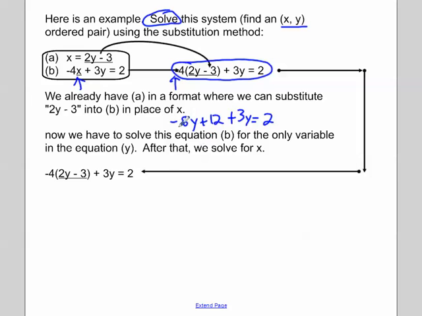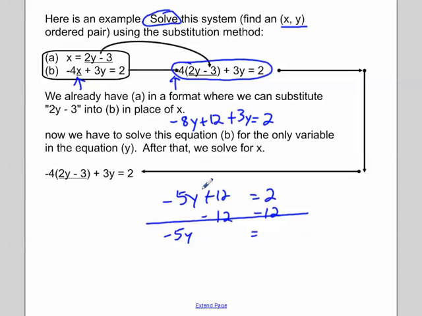And then the next step is we combine like terms. Negative 8y plus 3y is negative 5y, plus 12 equals 2. Now we're just solving basically a two-step equation where you've got a y term and some numbers. We move the 12 over to the right by subtracting 12 on each side. We say negative 5y equals 2 minus 12, which is negative 10. Divide by negative 5 because we want y just by itself. y equals negative 10 divided by negative 5, which is positive 2.